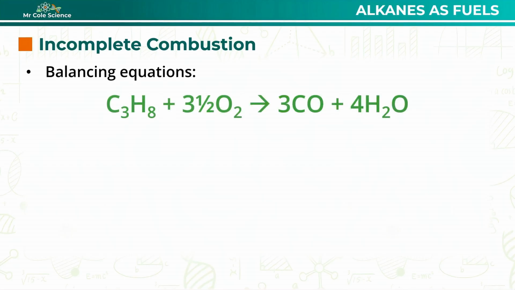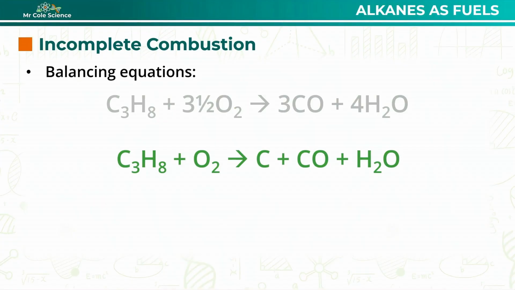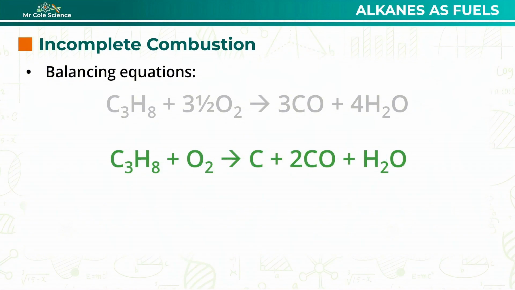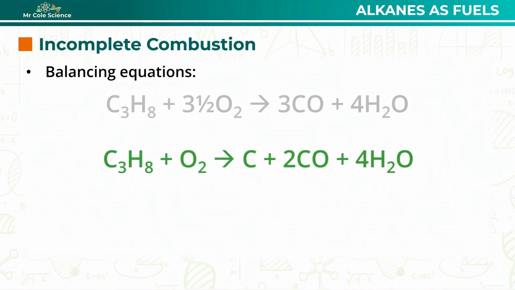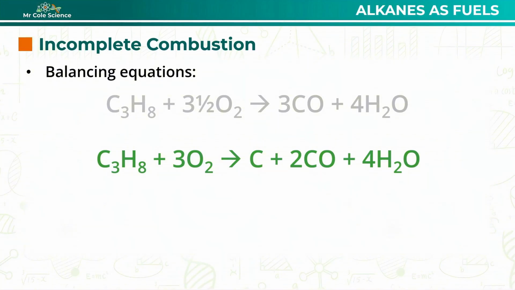But what if we get a mixture of carbon monoxide and carbon? Well, I could split the carbons any way I like. I'm going to go with 2 carbon monoxide and just the 1 carbon. We still have 8 hydrogens on the left, which is going to give us 4 waters on the right. Now, just as before, add up the oxygens on the right. 2 from the carbon monoxides and 4 from the waters gives me 6. There's no oxygen in the fuel itself, and so I need 3 molecules of oxygen on the left.